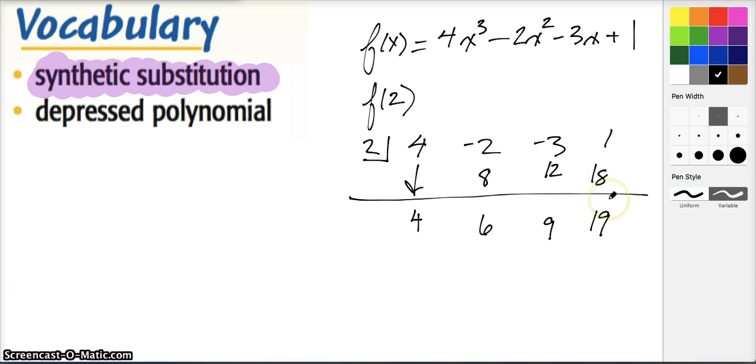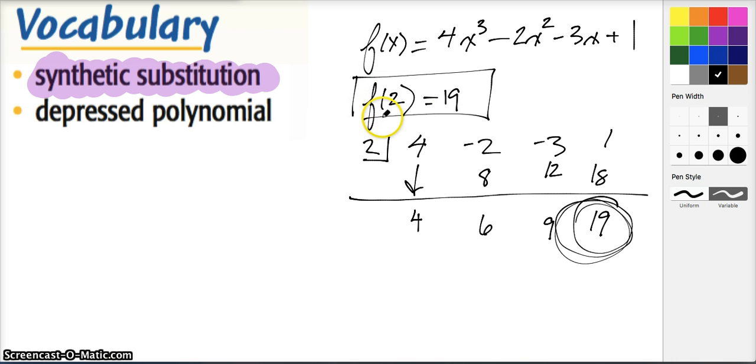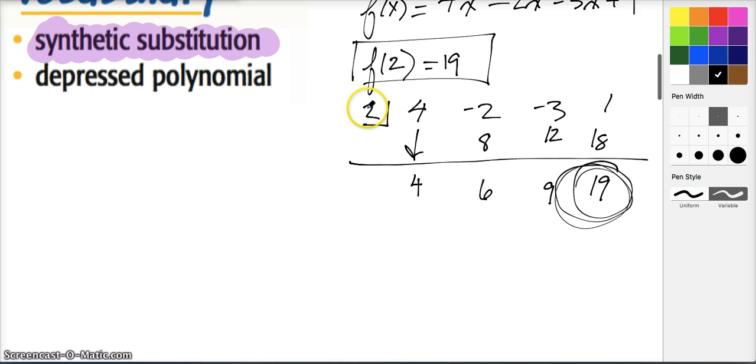Remember last time when we did this, we would kind of throw away the 19, or use the 19 to say the factor didn't divide evenly into it. Now, this is the only thing we care about when we're doing synthetic substitution. We now know that f of 2 is equal to 19. Kind of slick, right? So that's what synthetic substitution has going for it.